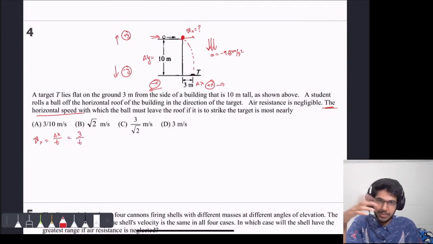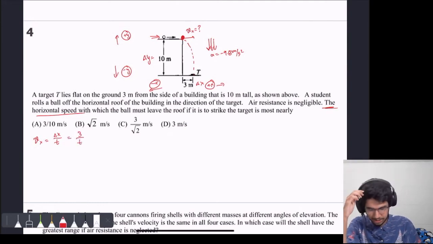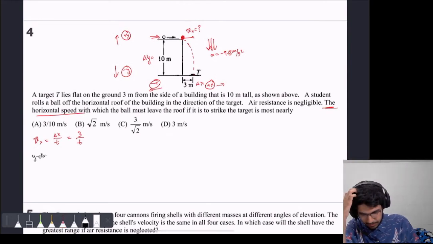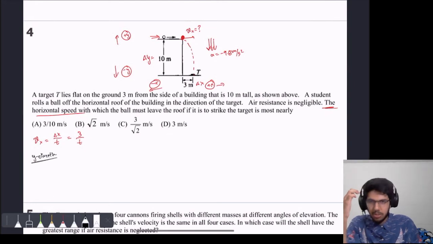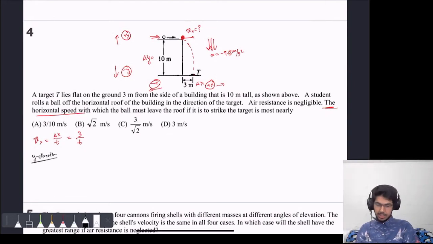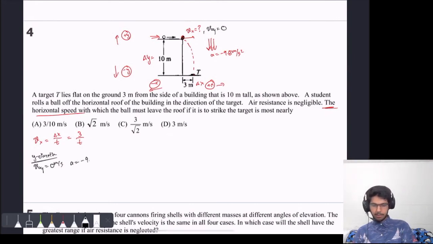To get t, once again, we have to look in the y direction. So let's change colors, y direction. What do we have in the y direction? We have the initial velocity is 0 meters per second. That's right here. So initial is 0, as I just explained. We have the acceleration, right? A equals negative 9.8 meters per second squared. And we have delta y equals 10 meters.